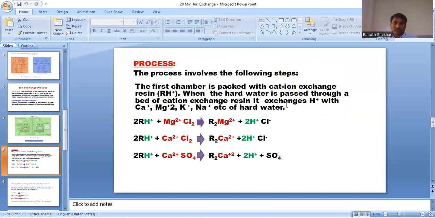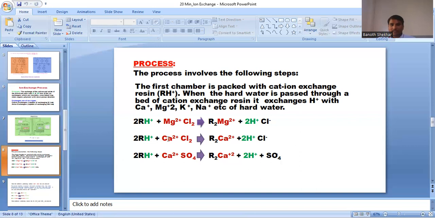To understand easily, the H+ is represented in green, and the magnesium and chlorides are represented in red. The red ones are the hardness causing impurities. In this step, RH is the resin. If you pass hard water containing magnesium chloride, the resin R binds with Mg2+ and hydrogen is free. Here the hydrogen is bound with the resin, but in the final product, the H+ is free from the resin.